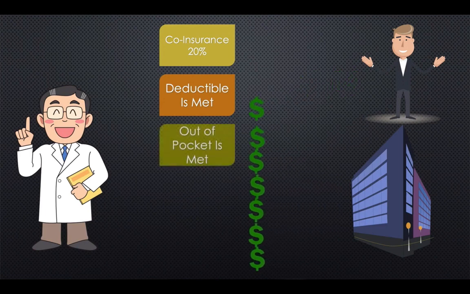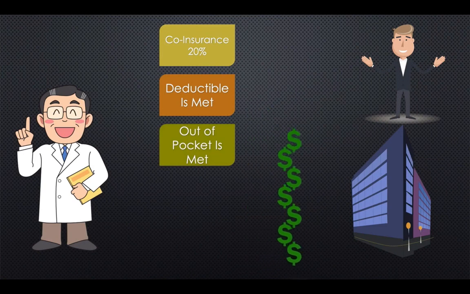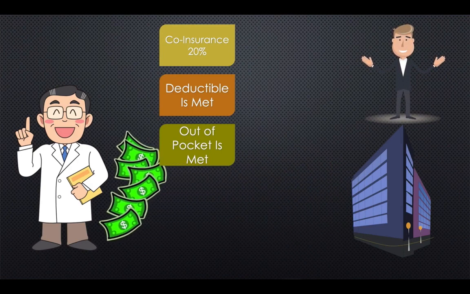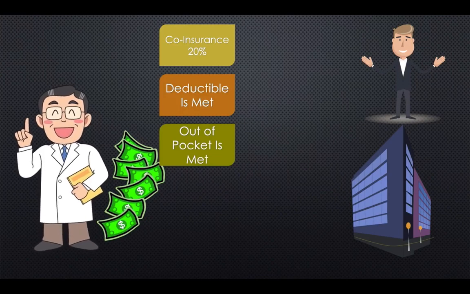If the deductible and out-of-pocket are met, the office will not collect anything from the patient at all and will submit the claim to insurance. Once insurance successfully processes the claim, they will pay the full $70 allowable to the provider.